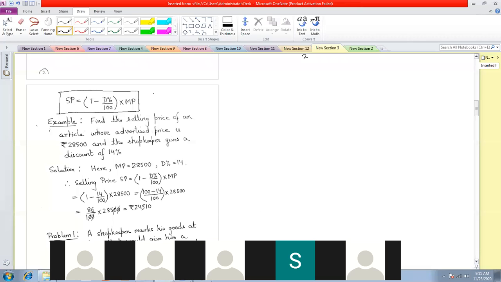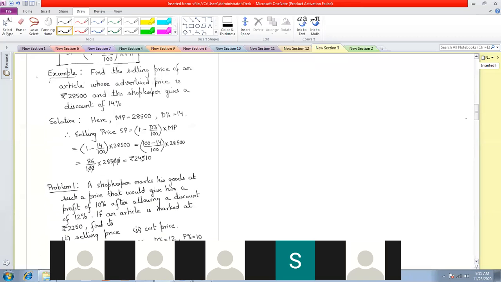Let us see this sum. Find the selling price of an article whose advertised price is 28,500. Advertised price is the same as label price, which is the same as mark price. So mark price here is 28,500. And the shopkeeper gives a discount of 14%. So percentage discount is 14%. You need to find out the selling price. Now there are two methods of finding. Let us see the first method.